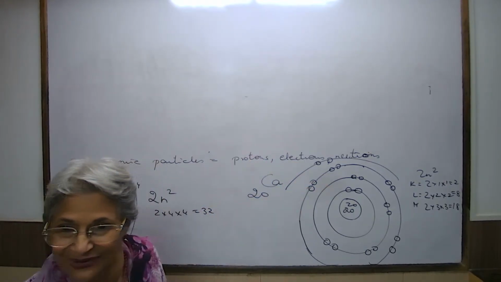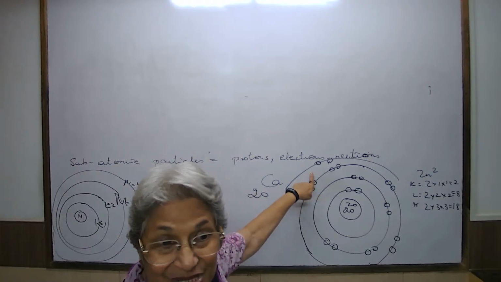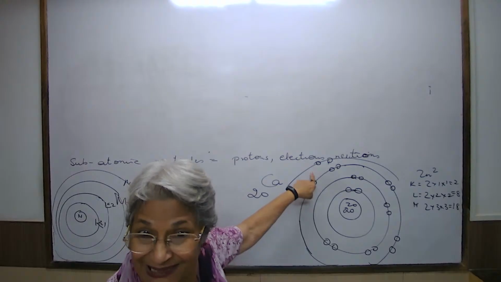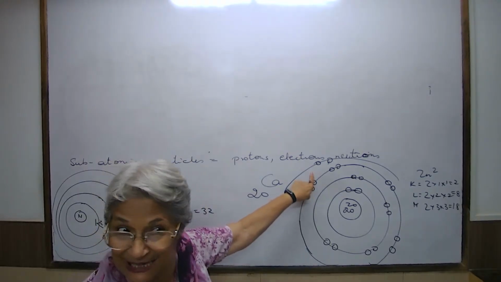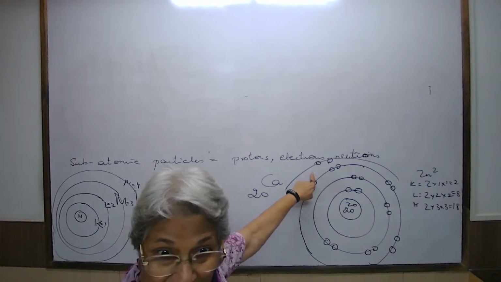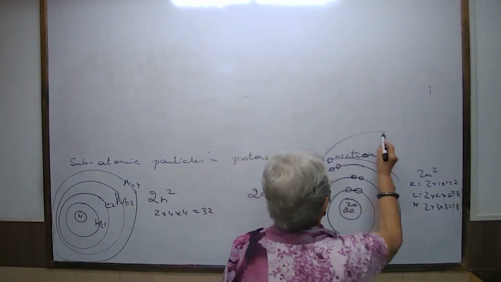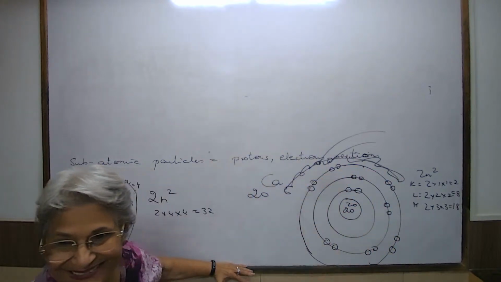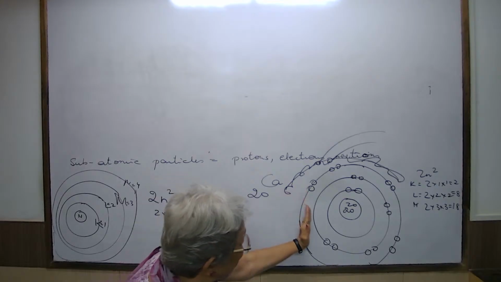Correct? All right. So that means this is the valency shell. It has got 2. You need how many? 6 more to make it stable. Is it easy for it to accept 6 or to give out 2? So it will give out these 2. And this whole shell will get cleared out. And then this only will remain. This is stable, this is stable, this is stable.